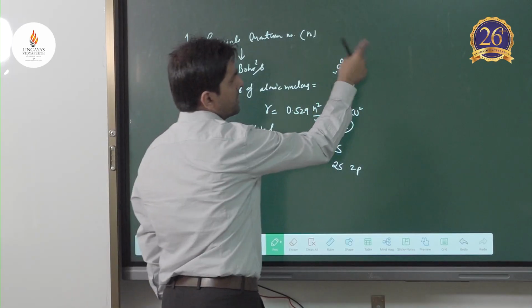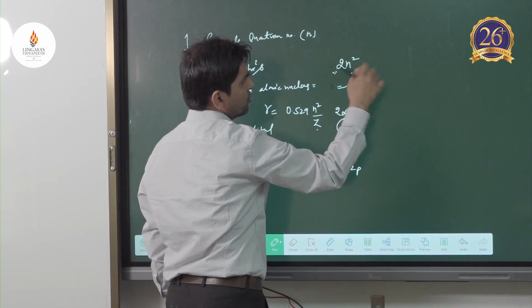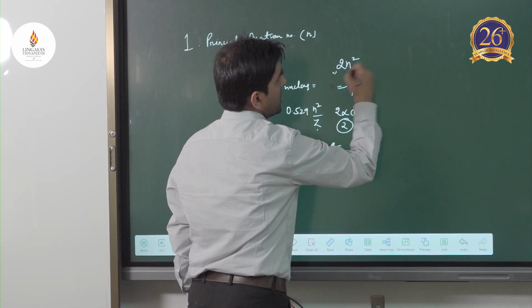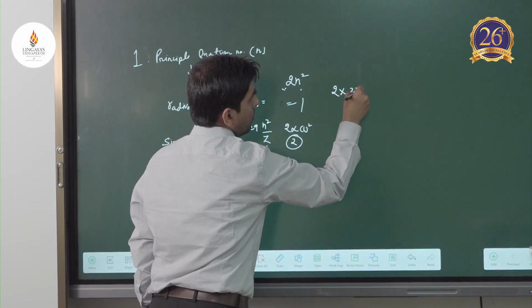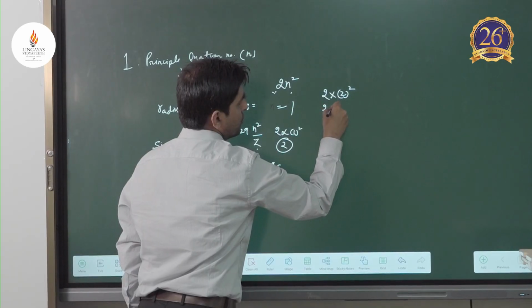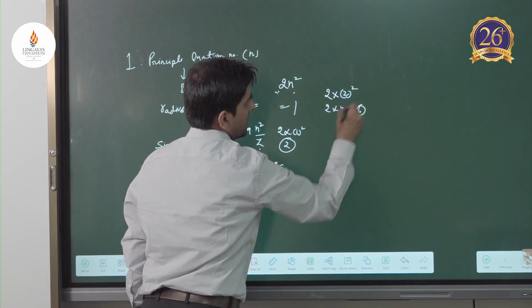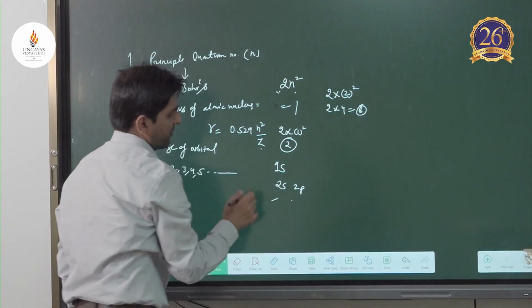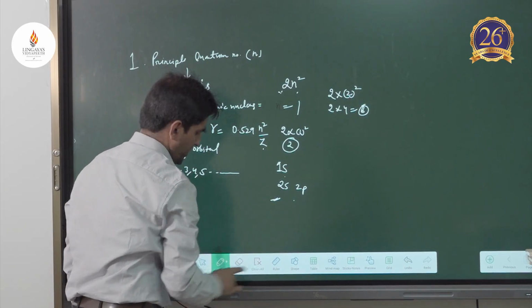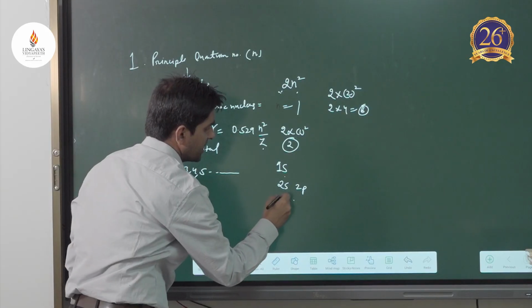So what will be the number of electrons in the second shell? So we have to put the value of n, that is 2. 2 into 2 square means 2 into 4, that is 8. We can verify from here. In 2s orbital, in s orbital there are 2 electrons.